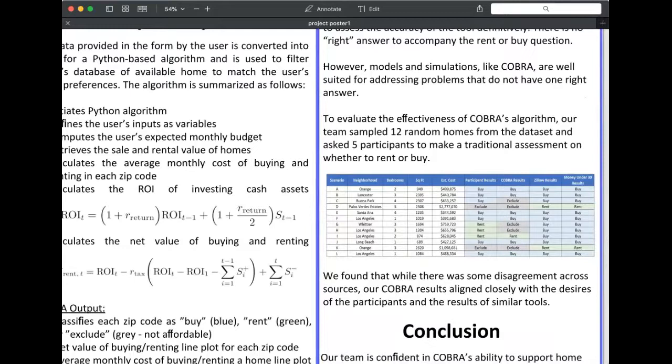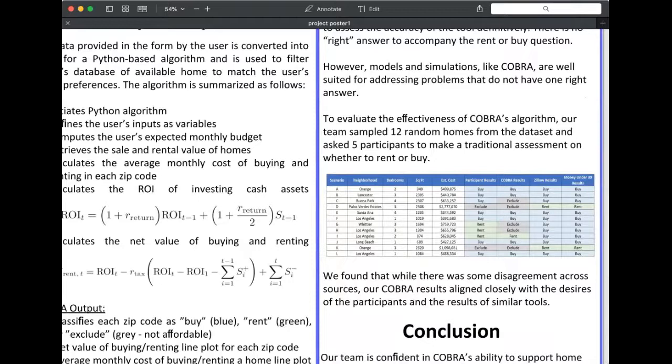However, we were able to assess the usefulness of our tool against other similar tools in real-life situations. We randomly sampled 12 homes from our data set, and we asked 5 participants to evaluate whether they would rent, buy, or say the home is out of their budget. When we compared the human-based results to COBRA's results and the results of other tools, we found that COBRA often agreed with the user's decision.